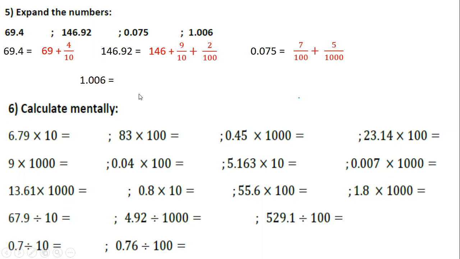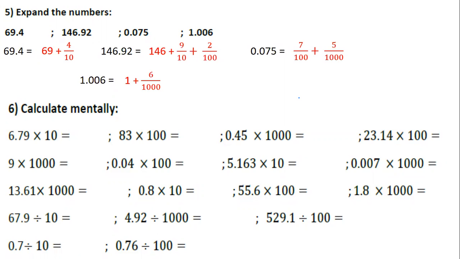Now I have 1.006. Leah, you didn't answer. Yes, Leah, 1.006. Write it in expanded form. 1 plus 6 out of 1000. Yes, 1 plus 6 over 1000.